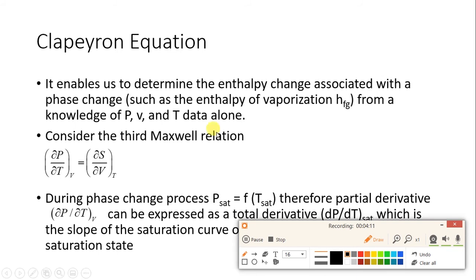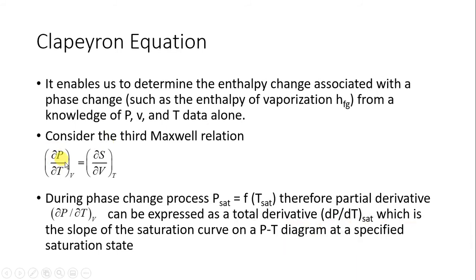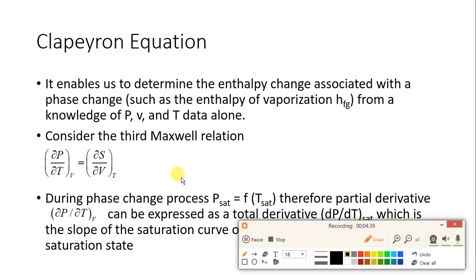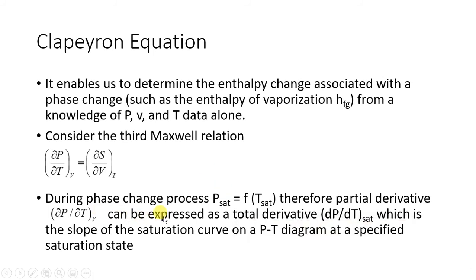Here in this equation I have written the partial derivative dou P by dou T, but pressure is a function of temperature only. So we can remove the volume equal to constant and express this term as a total derivative. So what will this be? It will become dP by dT sat. I already explained the reason. Next, we can replace this term. We will see this on the next slide.